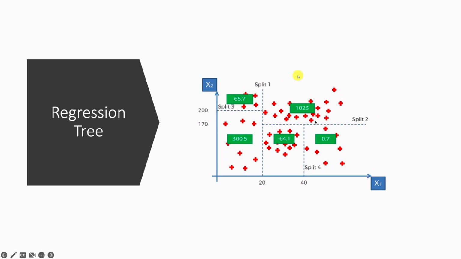And since this is a continuous variable, how will we predict the output or the prediction? The prediction will be nothing but the mean of this. So the mean of all these features becomes my prediction.